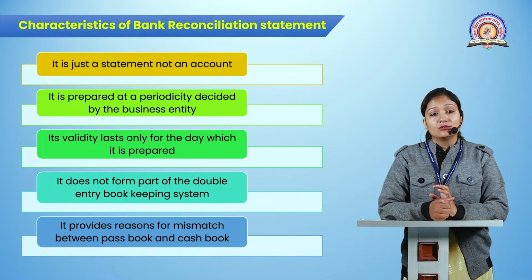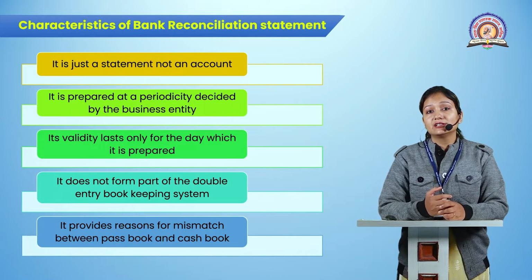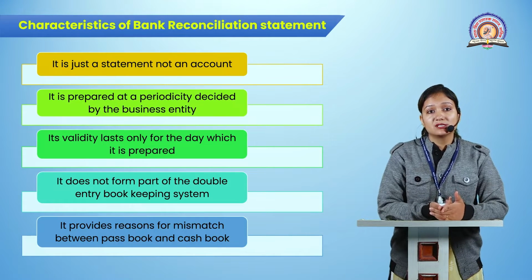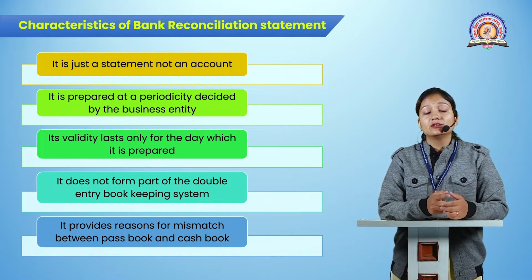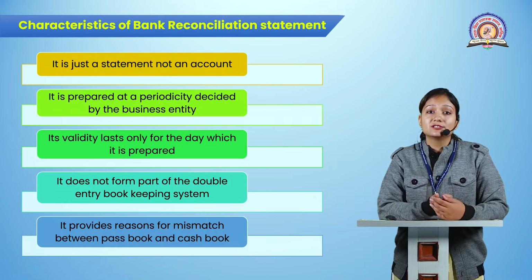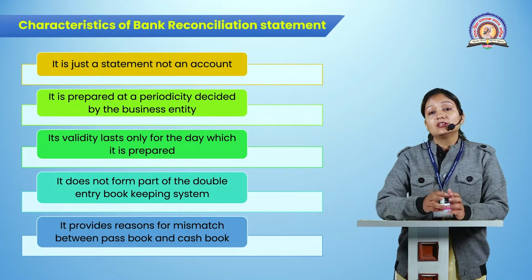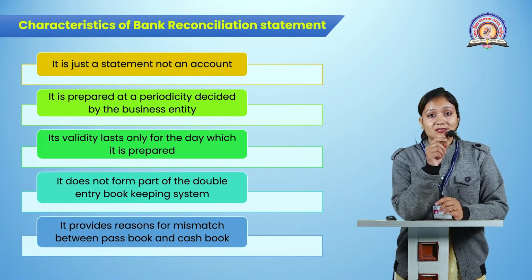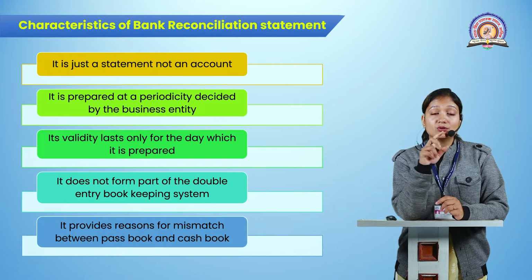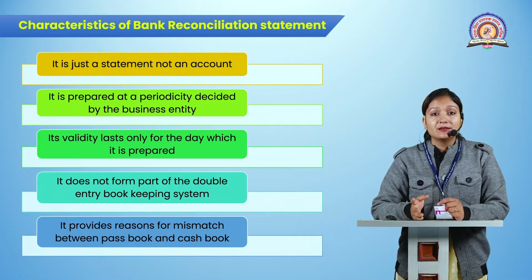Okay, now the next is it does not form part of the double entry bookkeeping system. Now we have already seen what you mean by double entry bookkeeping system. When we are doing any accounting transaction, that time we are always giving two effects. First is debit effect and second is credit effect. So when we are talking about a double entry bookkeeping system, it means what? We have recorded a transaction in a debit balance also and in a credit balance also, so we can match that debit balance and credit balance.